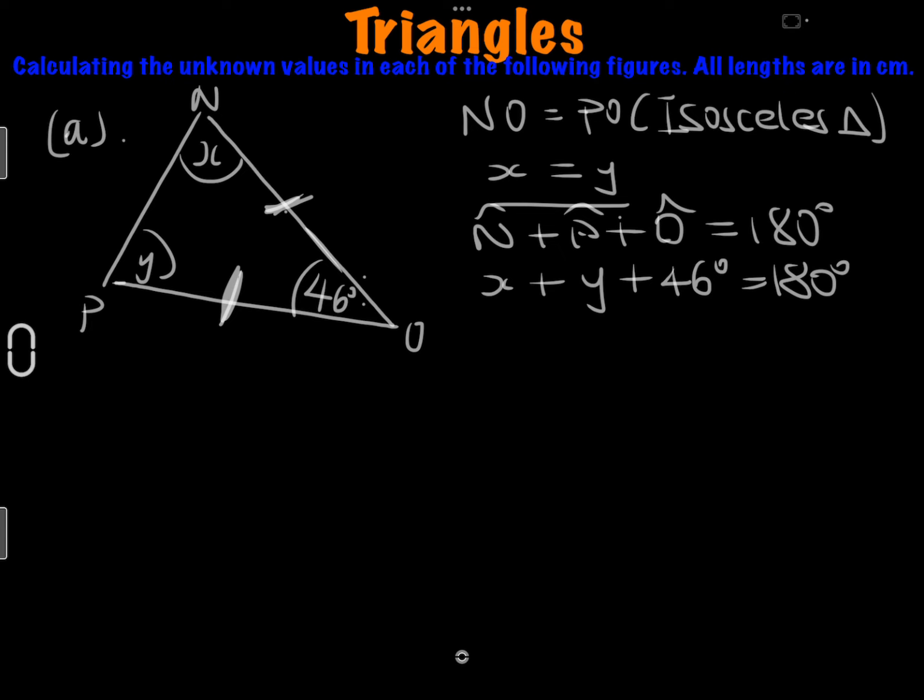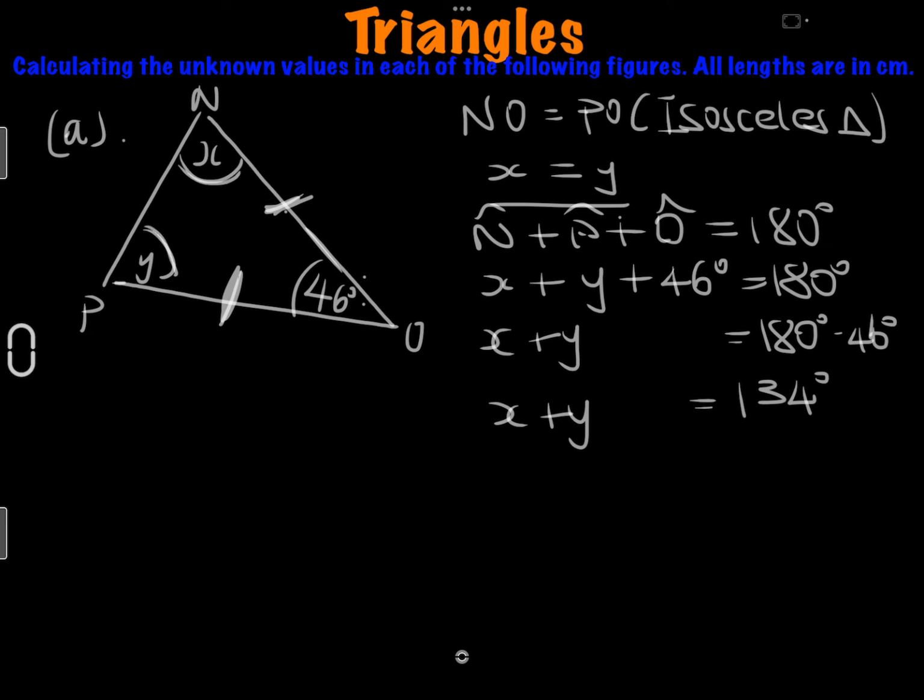So now we need to make X and Y our subject of the formula. So we already have 180 degrees this side minus 46 degrees. Essentially this means that X plus Y is equal to 134, since we are subtracting 46 from 180. Now, these two angles are equal, as we saw from our second inference, so we need to split them in two.